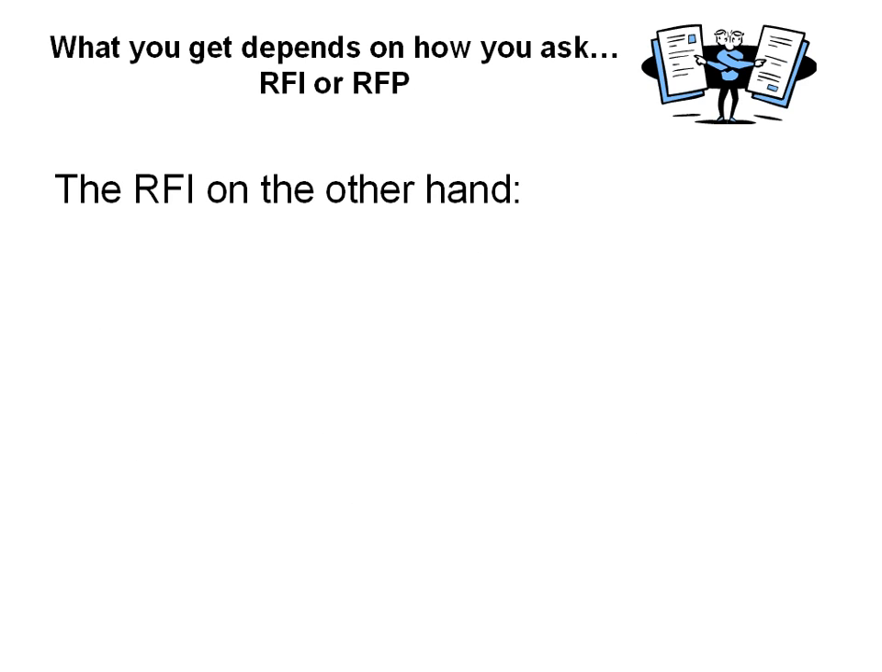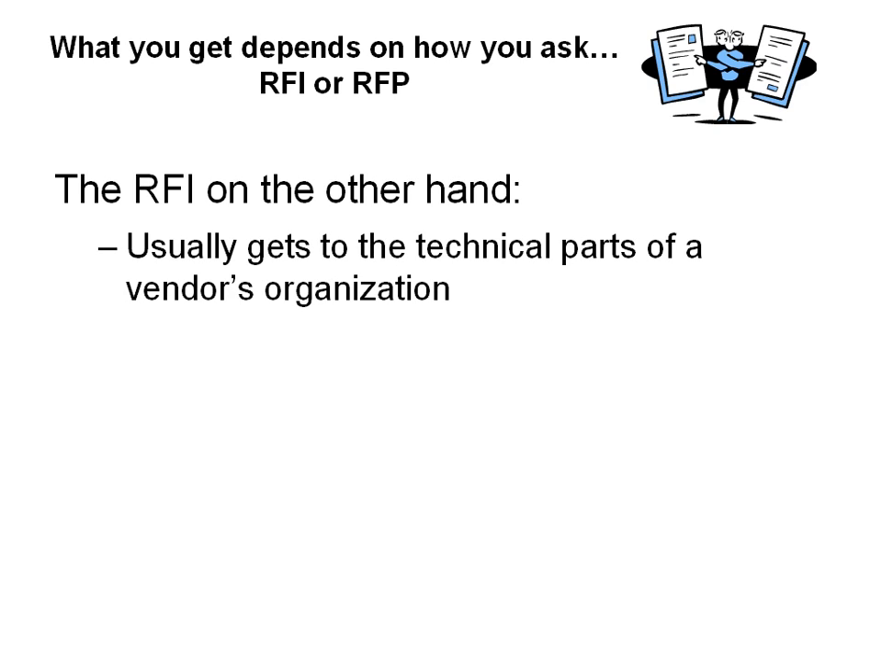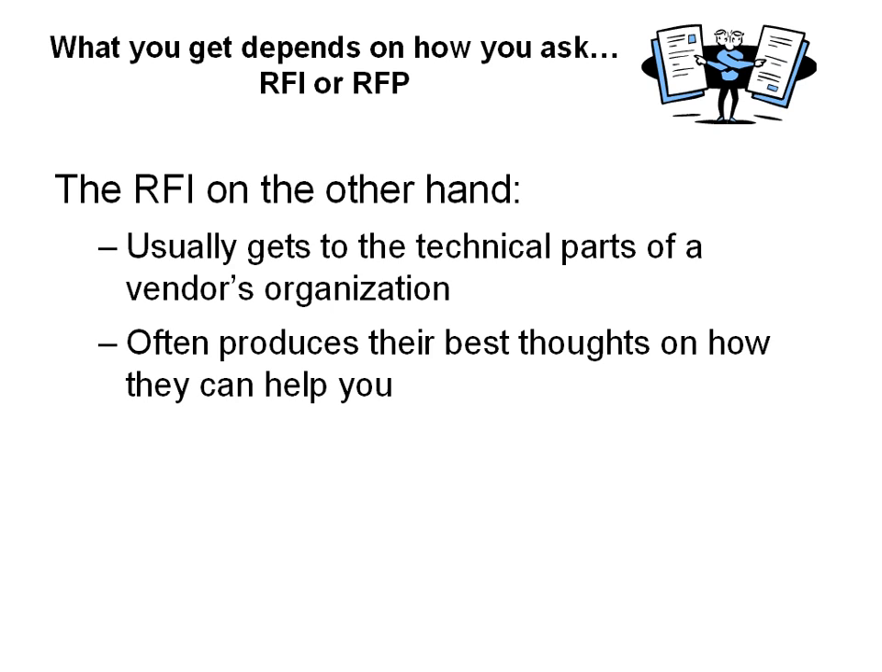Now, the RFI, what happens when a vendor gets that? Usually, not always, but usually it gets to the technical parts of the vendor's organization. It gets sent over there to say, hey, could we do anything here? And interestingly enough, it often produces some really good thoughts out of that technical group on how they might help. In some cases, it produces thoughts that say, we just don't have anything that works here, because the technical people don't really care. They don't get penalized if the organization doesn't bid something.